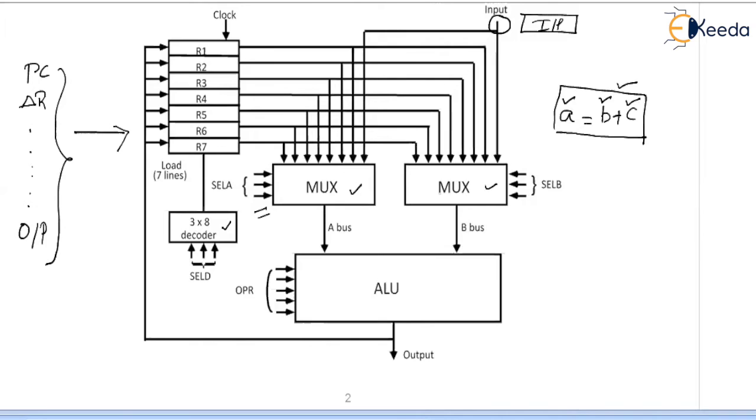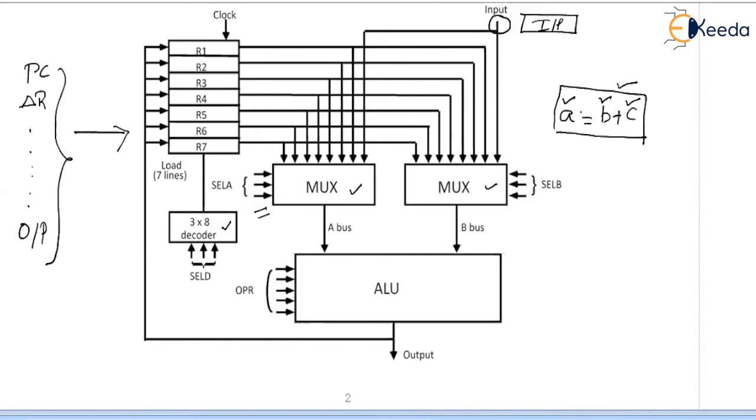This input register is the first input for both of the multiplexers. These 2 multiplexers have the remaining registers connected to them as the remaining inputs. So all these registers, in addition to the input register, are connected to multiplexer 1 and multiplexer 2.